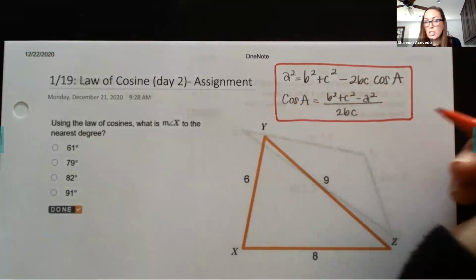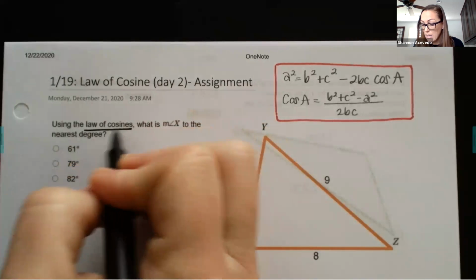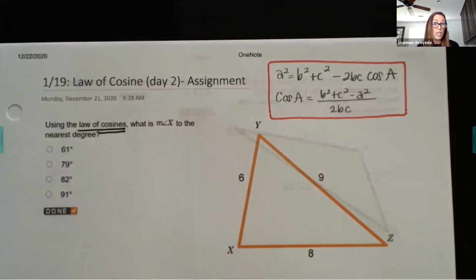Our next section is going to have law of sines and cosines together. So this first one says, using the law of cosines, so sweet, I already know what I'm going to use. I don't even need to figure it out. It tells me in the instructions. Especially when you move further on and you take the test and you wonder which one to use, the law of sines or law of cosines, read the question. It might give you that hint.